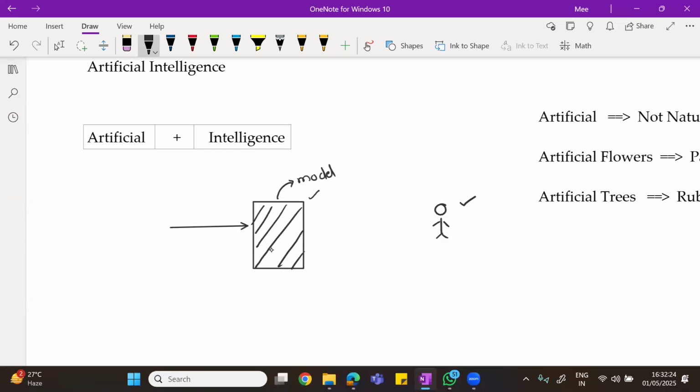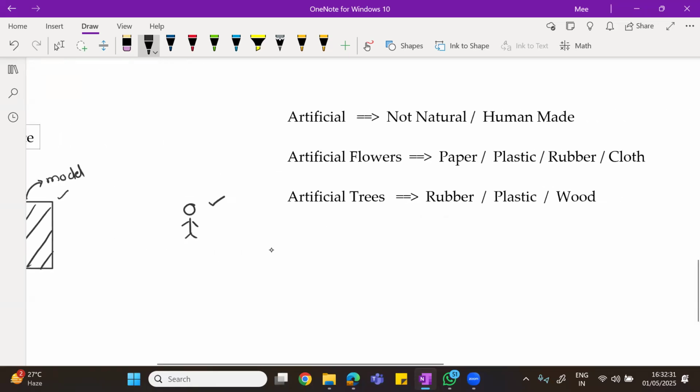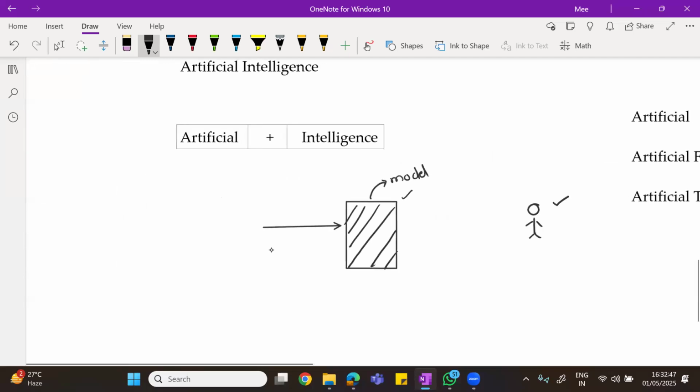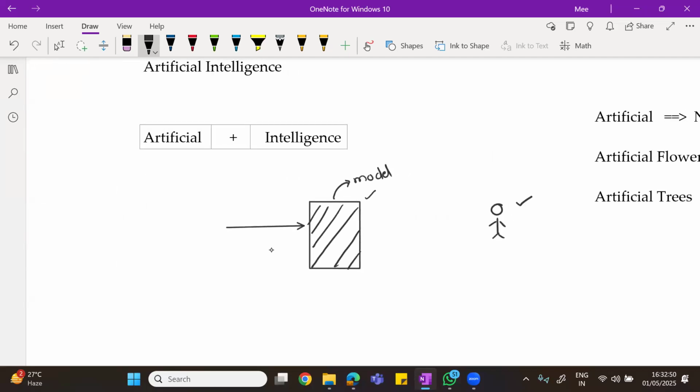Now, this is the second one. The second $1,000,000 question is how? When we make something artificially, we use paper, plastic, rubber, or cloth. On artificial trees, we are using rubber, plastic, or wood. Right? We are preparing it. How do you do this here? Artificial means there should be a source. How? Here comes the data.